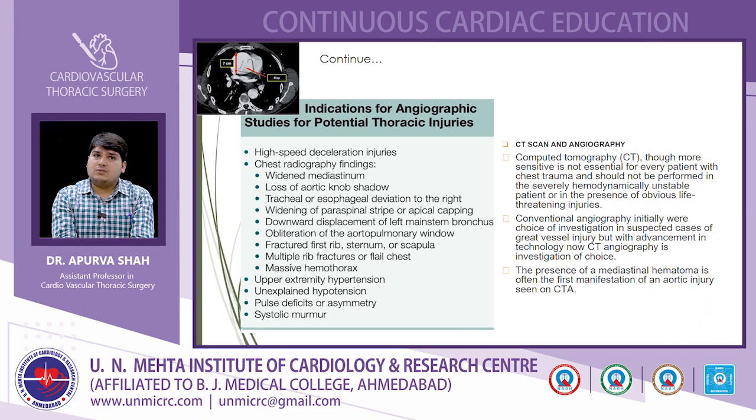Indications for angiographic studies for potential thoracic injuries are high-speed deceleration injuries and chest radiography findings: widened mediastinum, loss of aortic knob shadow, tracheal or esophageal deviation to the right, widening of the paraspinal strip or apical capping, downward displacement of the left mainstem bronchus, obliteration of the aortopulmonary window, fractured rib, sternum or scapula, multiple rib fractures or flail chest, massive hemothorax, upper extremity hypertension, unexplained hypotension, pulse deficit or asymmetry, and the presence of a systolic murmur.